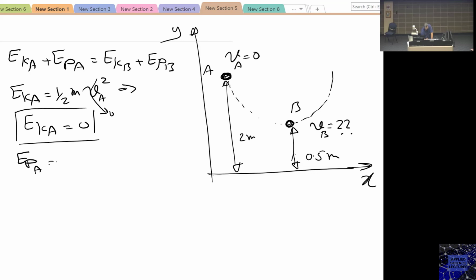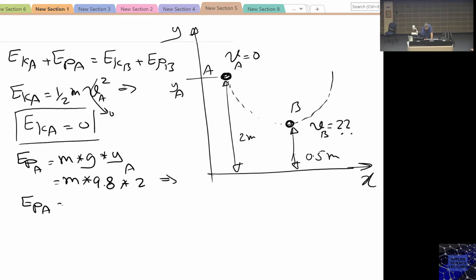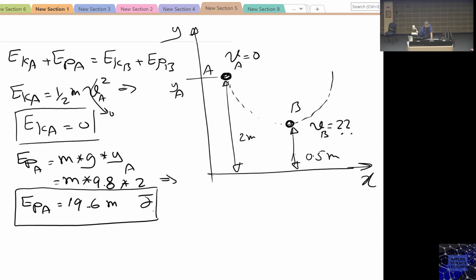What about EPA? M times g times yA. If this yA is 2 meter, then I have EPA equals m times 9.8 times 2, or EPA is 19.6 m. This is joules. So that's at point A.